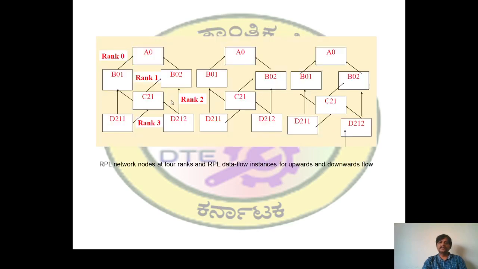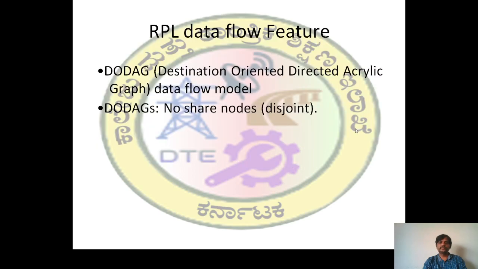We can see here the 4 ranks: rank 0, rank 1, rank 2 and rank 3. So the data is moving from D212 to C21 and to B02 and to A0. So this is the RPL network nodes at 4 ranks, and RPL data flow instances for upward and downward flows, in the reverse direction for the downward.